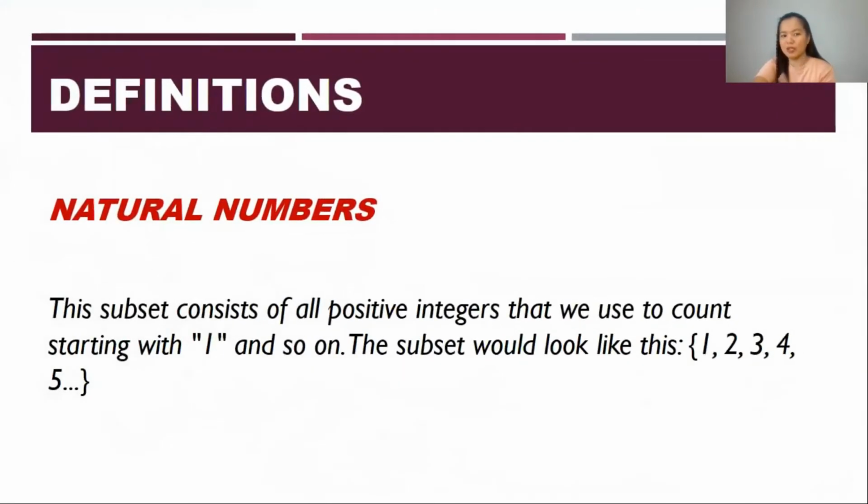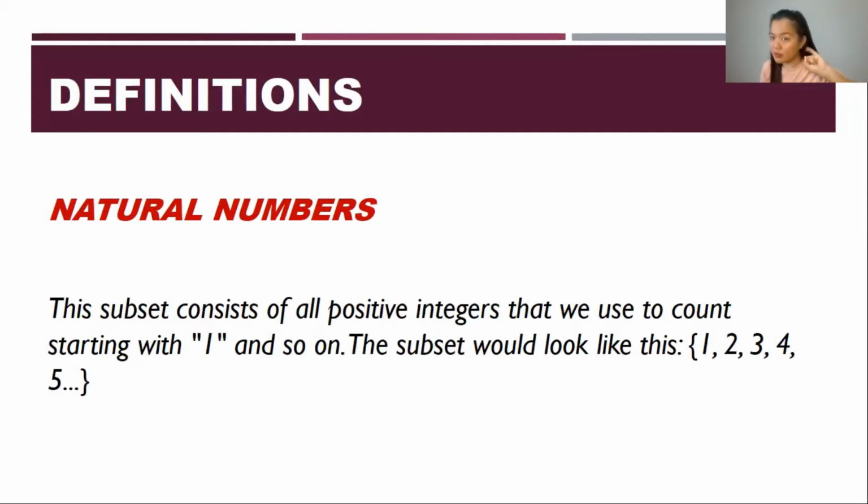And natural numbers. This subset consists of all positive integers that we use to count starting with 1 and so on. This subset would look like this one. So these natural numbers are also called counting numbers because these are the numbers that we use for counting. We exactly start with 1.